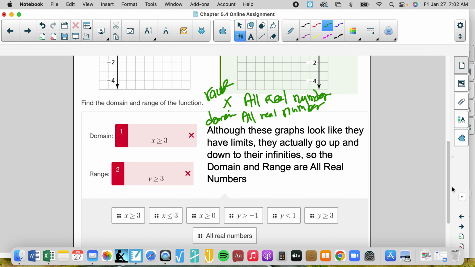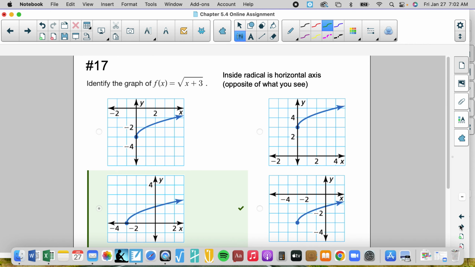And then I wrote, although these graphs look like they have limits, they actually go up and down to their infinities, and left and right. So the domain and range are all real numbers. Yeah, so this is the answer here. That's a tough one, a tricky one, definitely. Let me tell you, it's easier once you understand it.